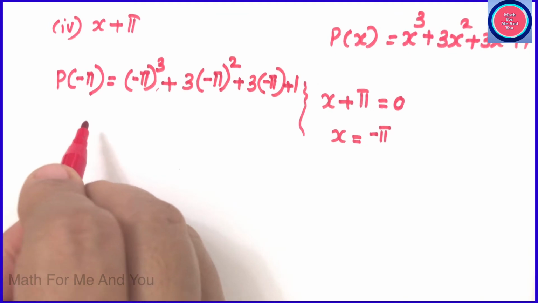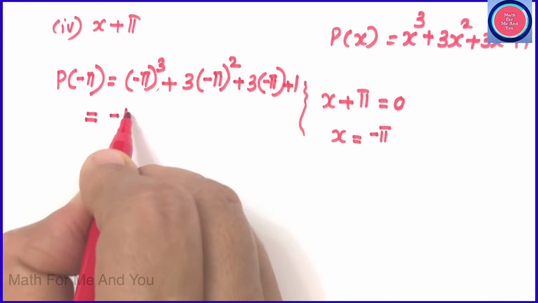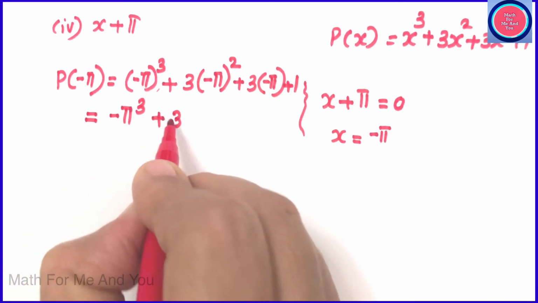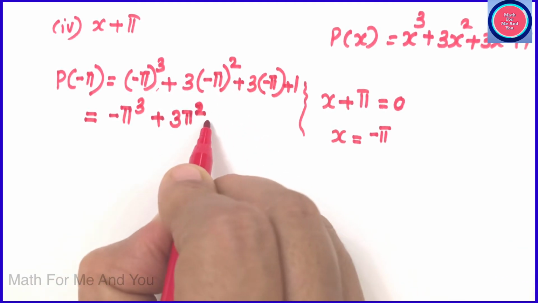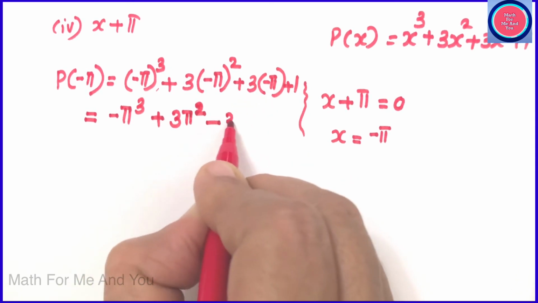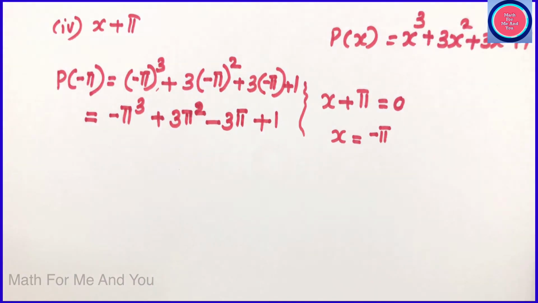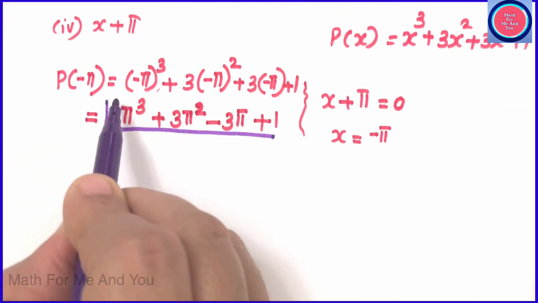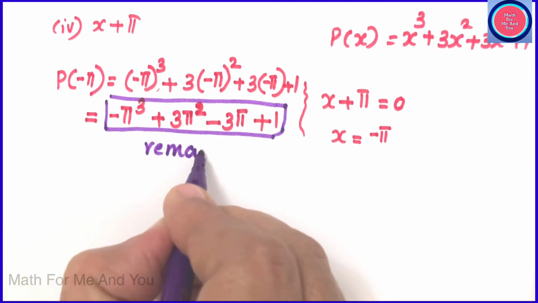Now simplify. Minus pi power 3. Negative power 3 becomes negative, and pi power 3 we can write. Plus 3 times negative pi power 2. Negative changes to positive, so it is pi square. 3 times minus pi, it is minus 3 pi. Plus 1. See, all are different terms. We cannot find the total again. So this is the answer, or we can say this is the remainder. So what answer or what value we get? That will be the remainder. We can write.